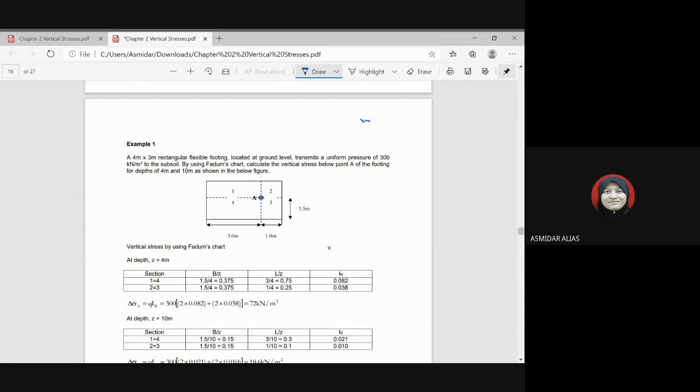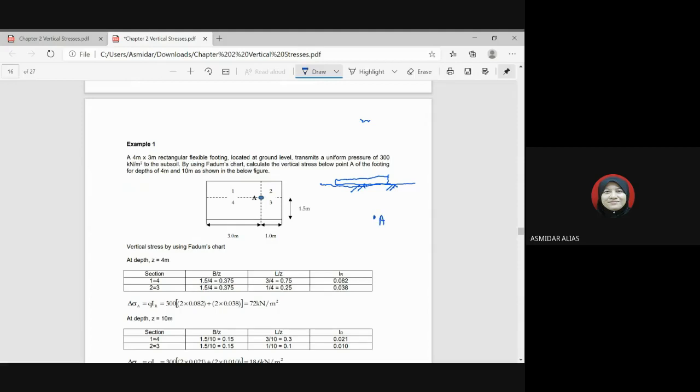Okay, now bila you tengok soalan ni, dia lukis pada pandangan atas. Kalau you tengok pada pandangan sisi, ini adalah rectangular section. Ni tanah awak. And then location yang you nak cari kat sini A.